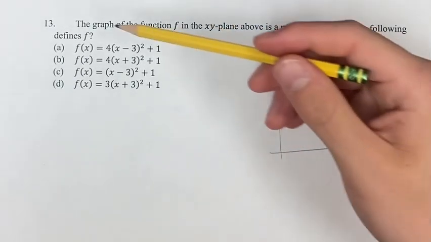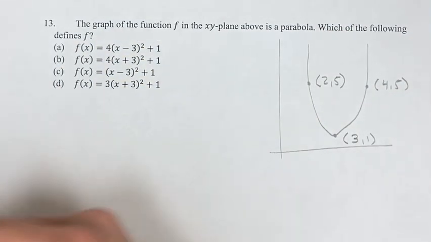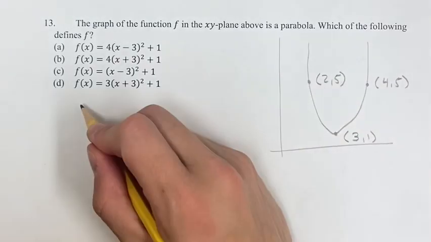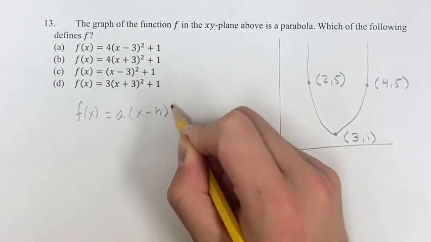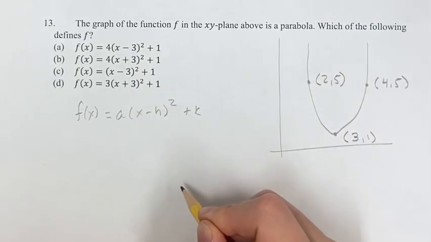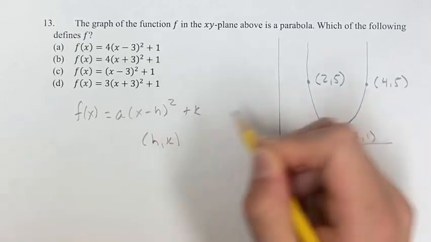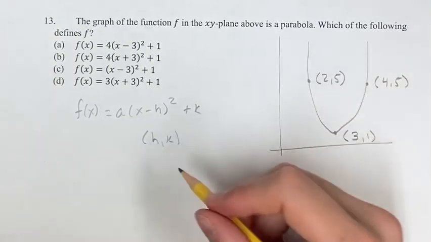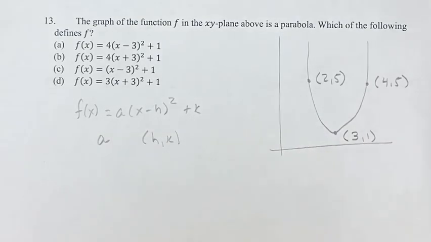In this problem, we're given the graph of function f, a parabola as shown here, and we have 3 points that are given. We're asked which of the following defines f. So the first thing we have to recognize is that all these functions are in the form f of x is equal to a times (x minus h) squared plus k. This is a standard form of a parabola where (h, k) is your vertex, and a is a multiplier that determines the steepness of the graph.